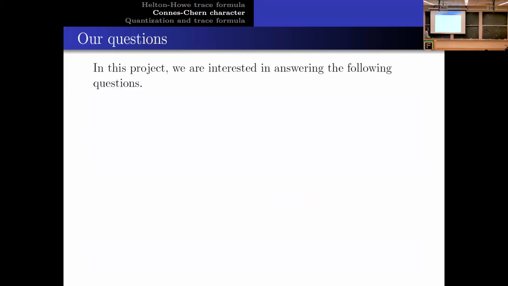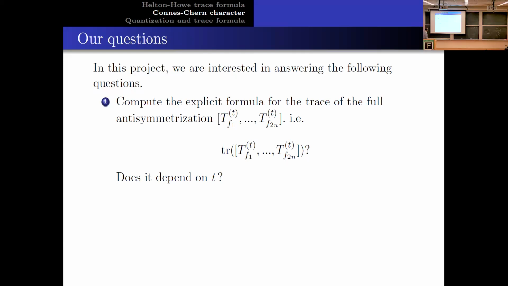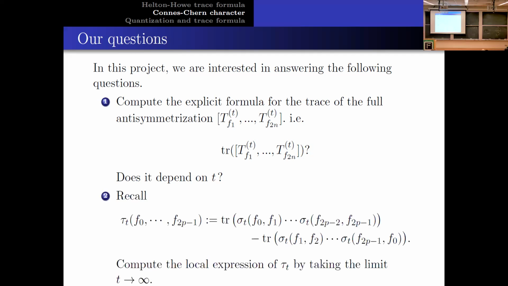And now let me come to the questions we would like to discuss in today's talk. So I would like to ask the following question. If we have this Helton-Howe trace for the anti-symmetrization of n Toeplitz operators on the complex n-dimensional balls, does this depend on the T? Okay. So, well, the next question is, how about if we look at the Chern character? Does this one depend on T?